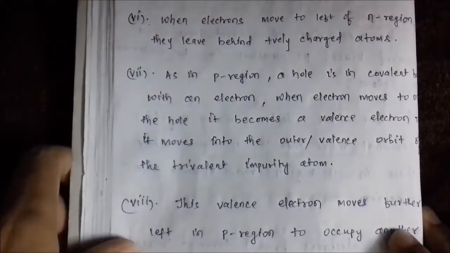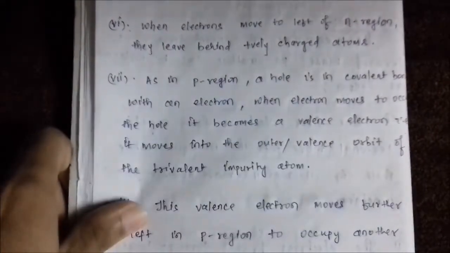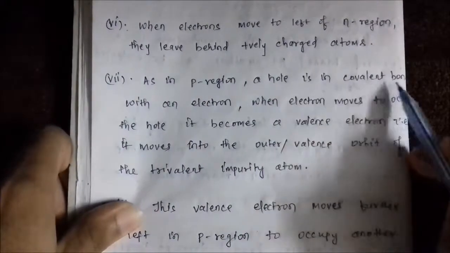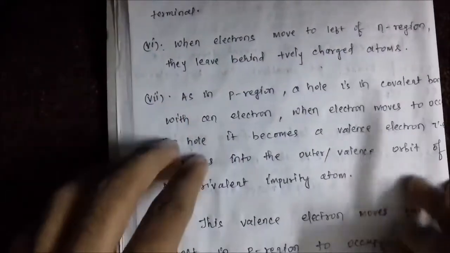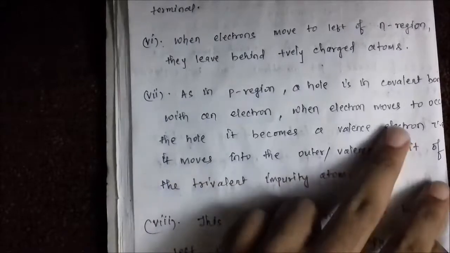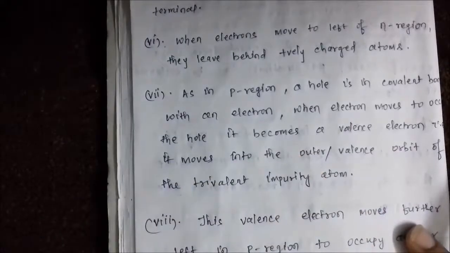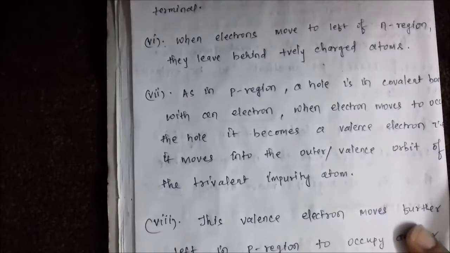Coming to the concept of valence electrons, or how the electrons become valence electrons, we know that in a p-type semiconductor, a hole is a vacancy in a covalent bond. So when an electron goes and occupies a hole, it actually goes to the valence band, or the outer orbit, of the trivalent impurity atom, let's say gallium. So it becomes a valence electron for that trivalent impurity atom.